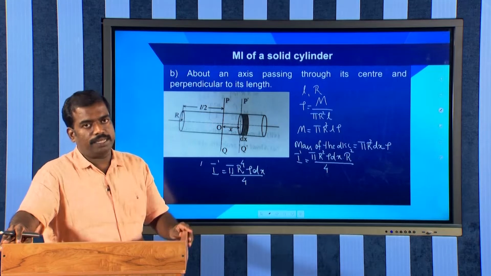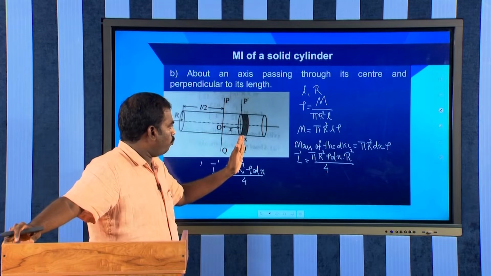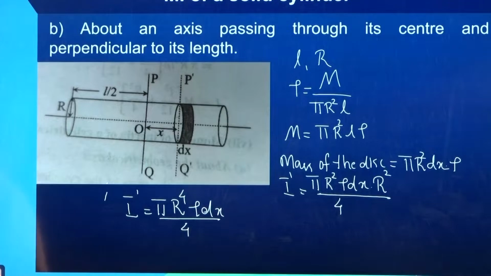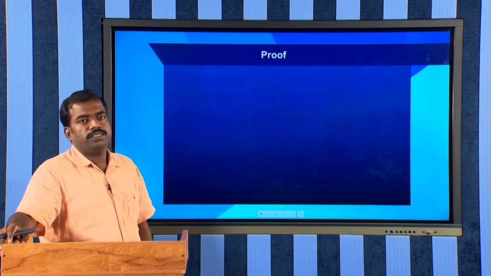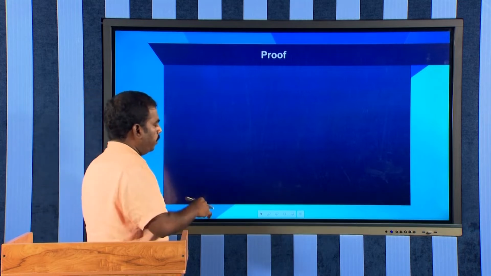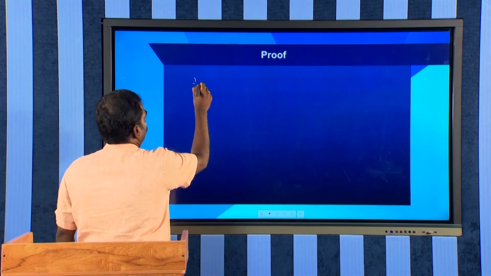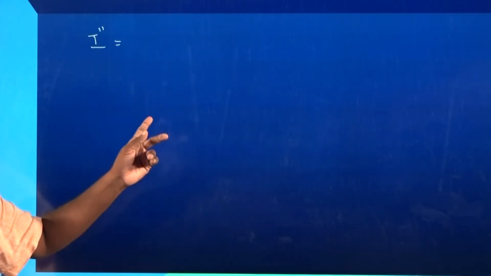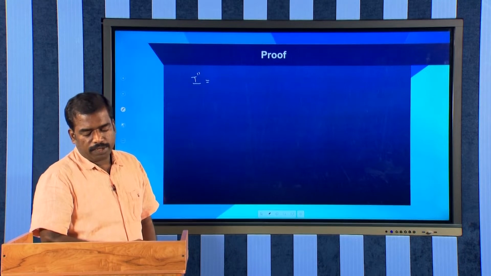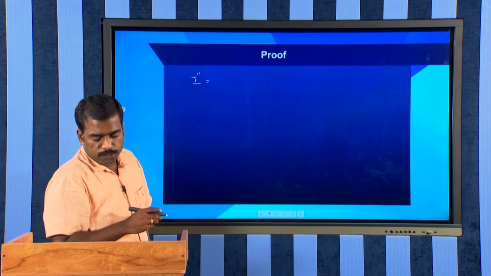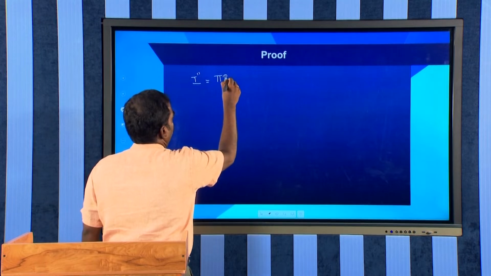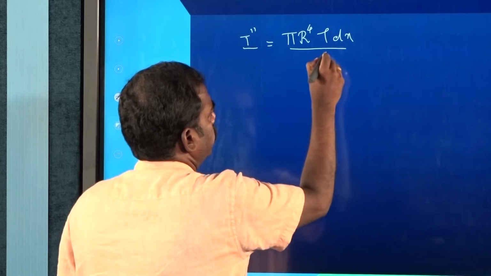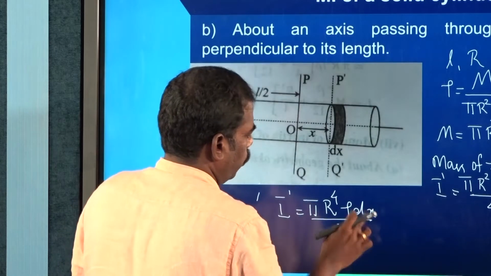We can use the parallel axis theorem because we know the moment of inertia of the disk which passes through the center of mass. Now, we need to find out the moment of inertia of the disk about PQ, which is at a distance of x. For that, we can use what? The parallel axis theorem, which is given by I'' equal to the moment of inertia of the disk about its diameter, which is I'. We got it as π r⁴ ρ dx by 4.